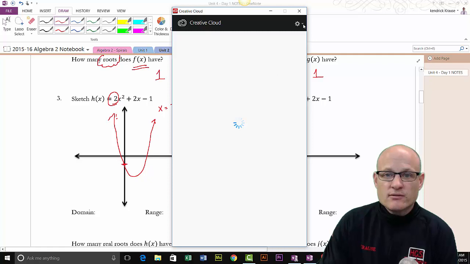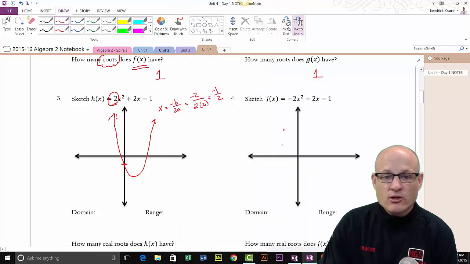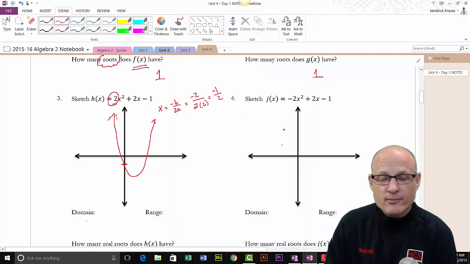Domain's pretty easy. Oh, I'm just rebooting my computer and all my stuff, and it just updated, so I might get some funky stuff going on. Maybe that's why it's running so slow. It's doing some weird stuff in the background.